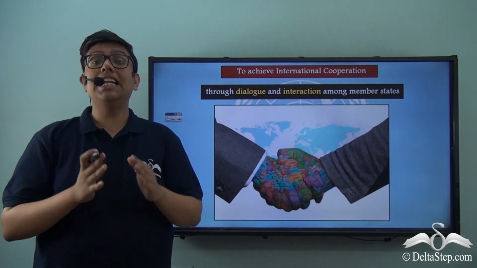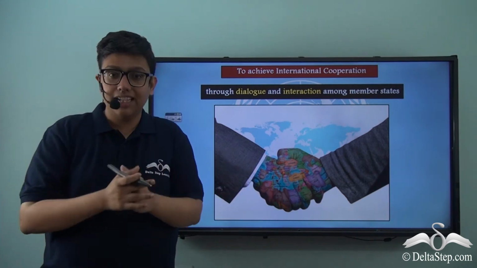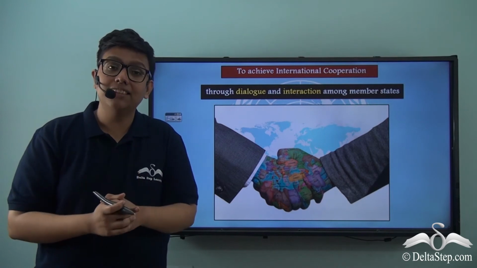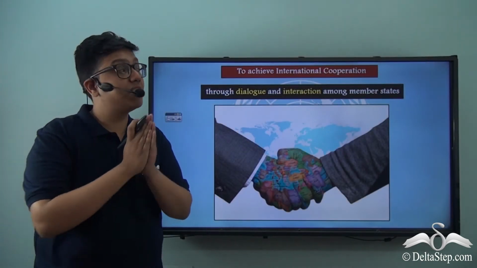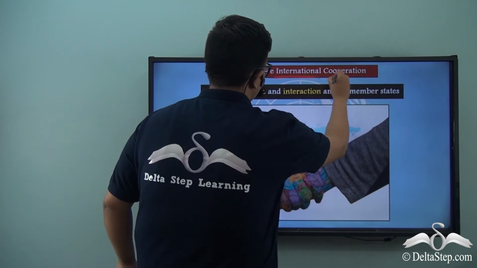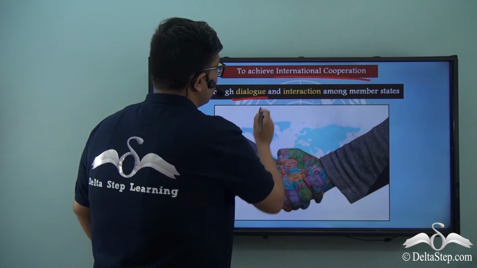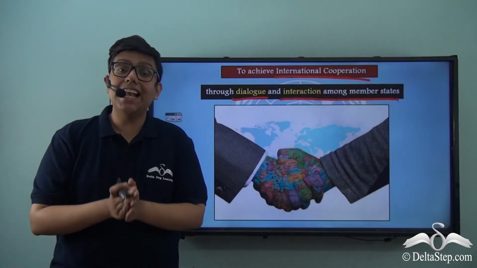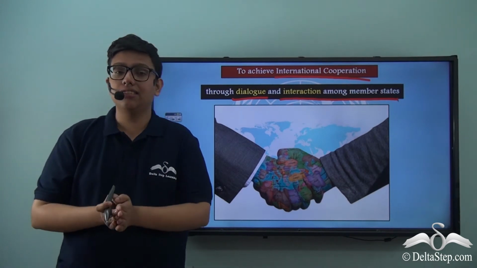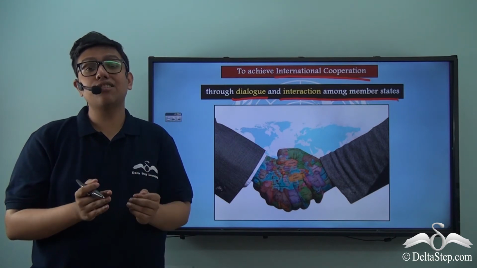There needs to be international cooperation. The United Nations needs to unite all nations and to make them work together for the maintenance of peace, as that is a core aim of the United Nations. Thus, the United Nations wishes to achieve international cooperation among nations, and this it wishes to achieve through dialogue or interaction among member states. And in case of this dialogue or interaction among nations, the United Nations wishes to become the primary platform for such international interactions.